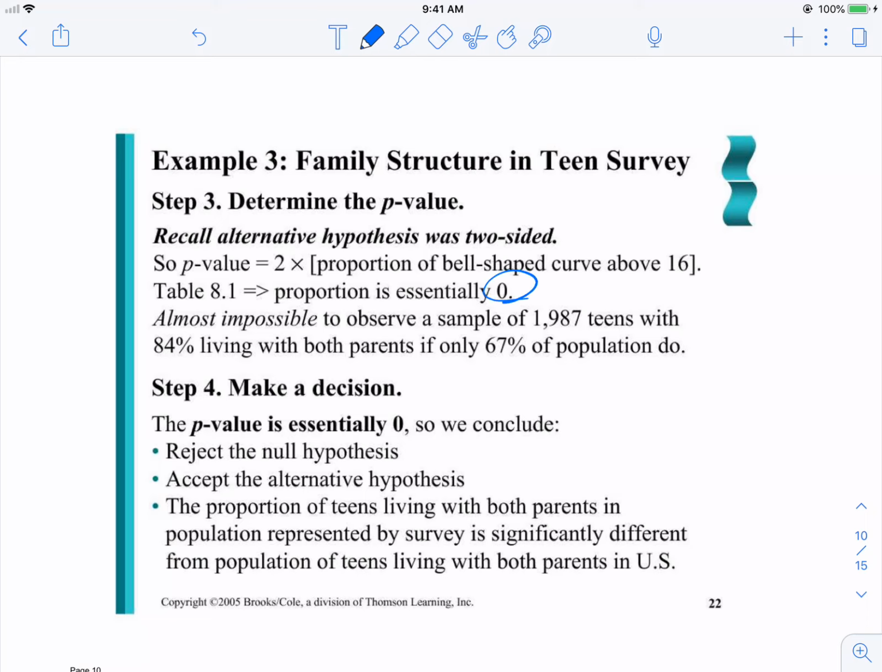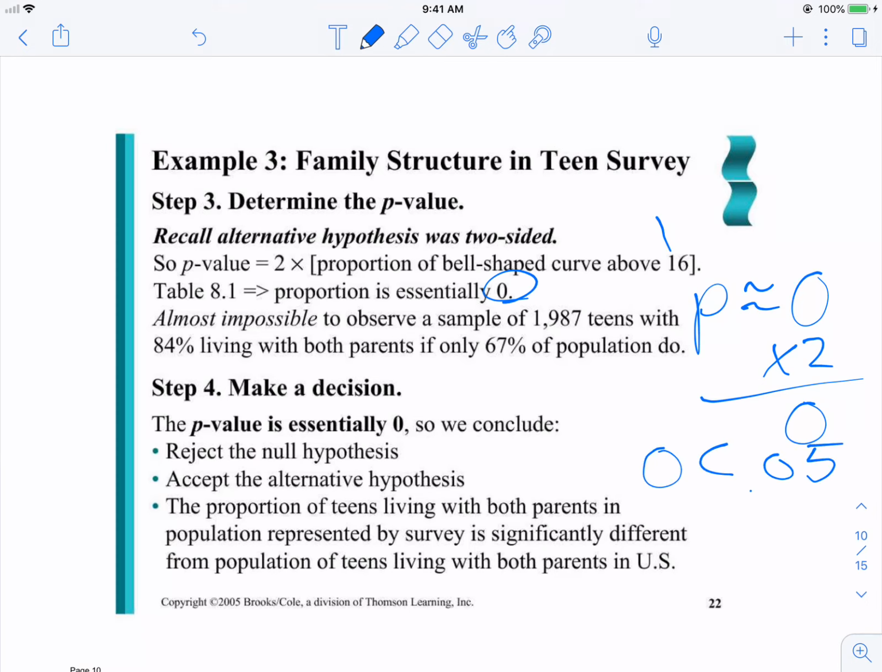You're going to get some cases that take you off the chart. Okay? If you're using the chart, then you just say the p-value is approximately 0. Now remember that in this case, this was actually a two-sided alternative hypothesis. So technically, we're multiplying this by 2. Well, 0 times 2 is still 0. Okay? You're still well below that 0.05 level of significance.